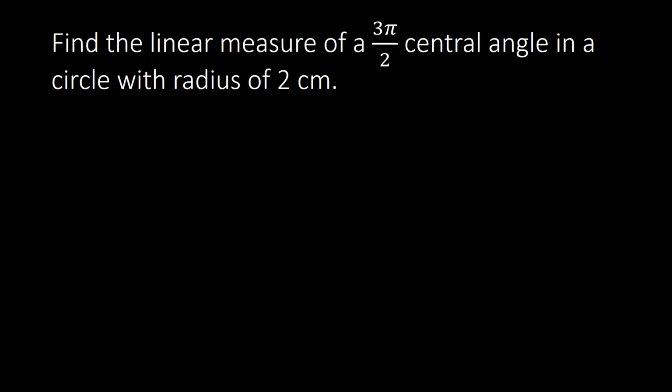We are to find the linear measure of a 3 pi over 2 central angle in a circle with radius of 2 cm. So identifying our given information before we proceed with the computation, we have the 3 pi over 2 central angle, so that is our theta, equal to 3 pi over 2. This is in terms of radians already, so we don't bother converting. And the radius is equal to 2 cm.